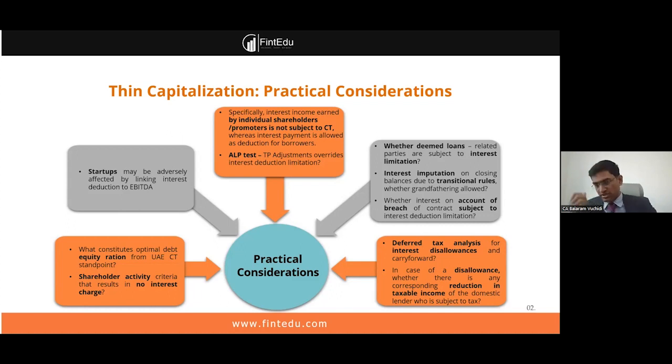So as we have seen, if you have more equity and less loans, obviously the interest amount paid by the company will be lesser, the taxable amount of profit will be higher, and then tax will be higher. So the authority will be interested in looking at what is the right amount of capital and the right amount of loans that you are allowed to take. Accordingly, your tax amount and interest amount will be proper.